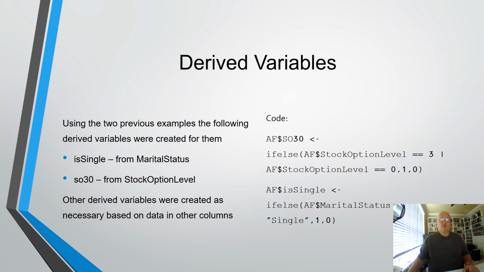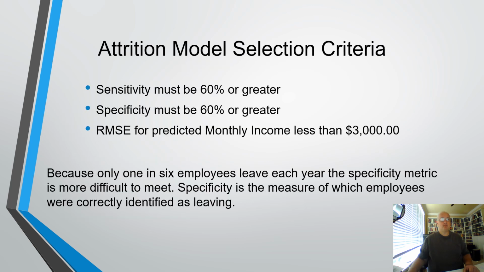Derived variables were created from the variables presented to us in the data. And looking at the previous two, a single variable, is single, was created from marital status. And then stock option 3 or 0, which means stock option level 3 or 0, variable was created for that. You can see the code that was used to do that on the other side of the page.